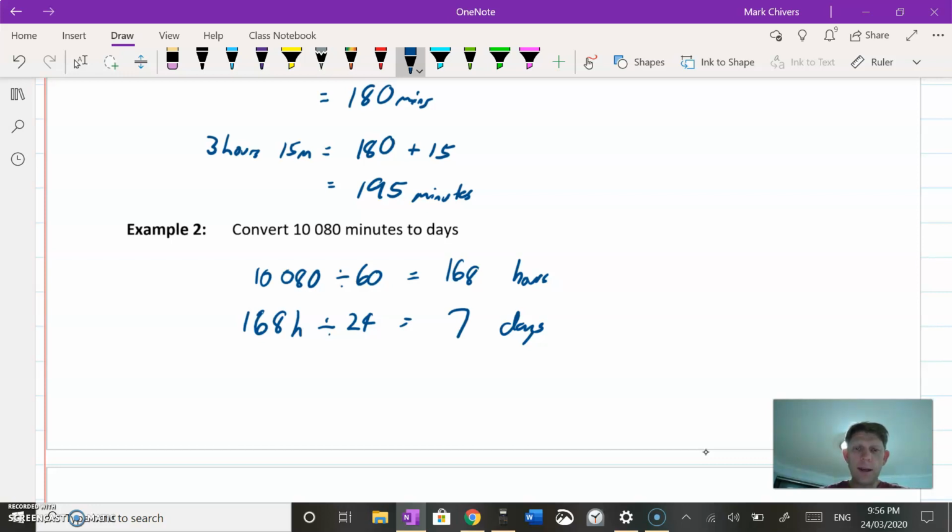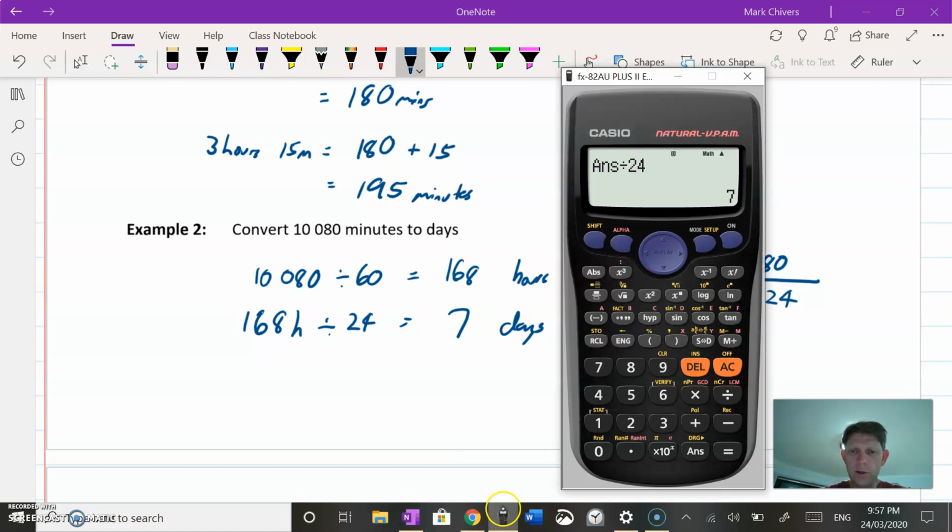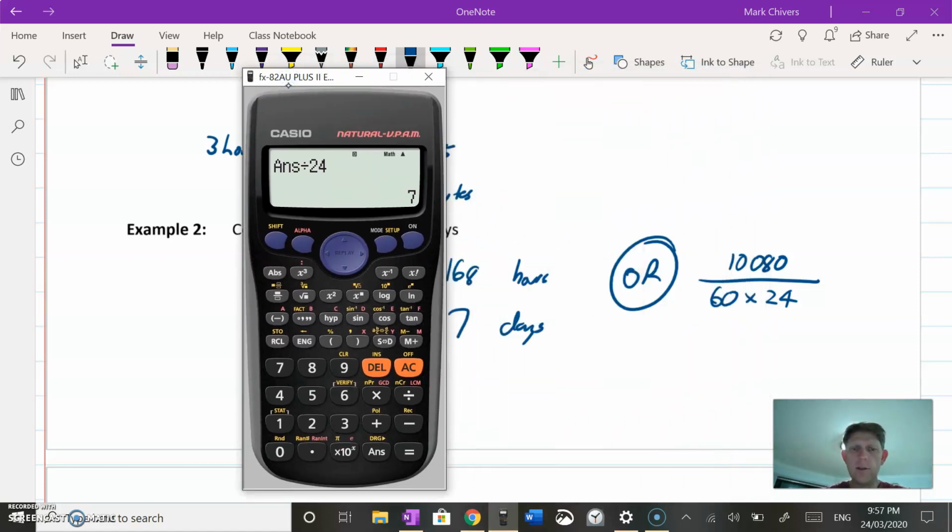Importantly, I could have done that another way. So I'll just put a little or here. You could have just gone with 10,080 divided by 60 times 24. And that'll work out as well for you. So if you feel comfortable with that as a way of doing things, you can, but the way I first showed will work just the same. So this isn't a better or worse method, it's just a different method. But I'll just plug that into the calculator to show that it works out the same either way.